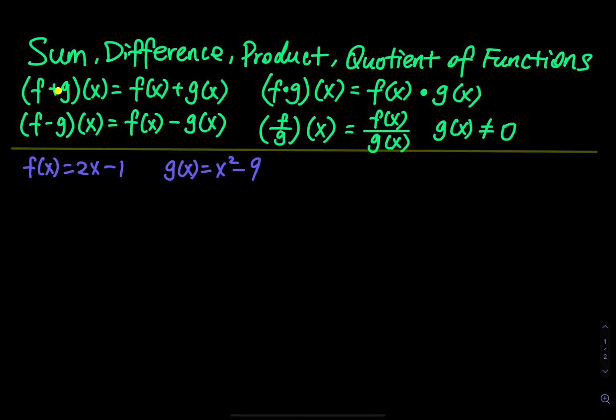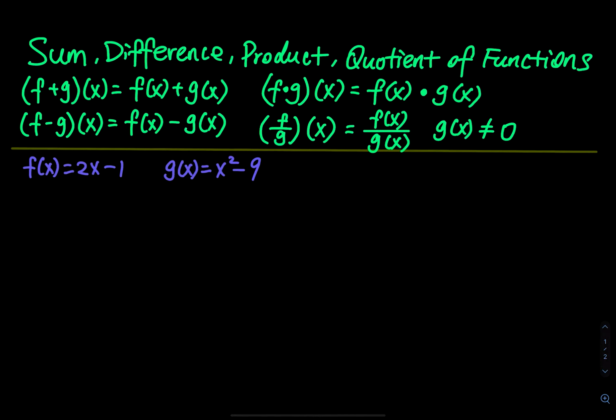So it is supposed to be f of x, right? Based on what you have seen in the past, f of x, but this time we change f of x to f plus g of x. So this is the sum of two functions. So f plus g of x is equal to f of x plus g of x. So all you have to do is add the two functions together.